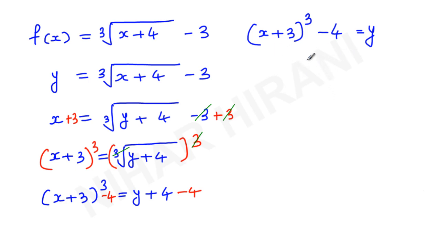So now I will do step number 4. I have isolated the y. So step number 4, instead of y, write inverse of x. That equals (x plus 3) whole cube minus 4. Let us see one more example.